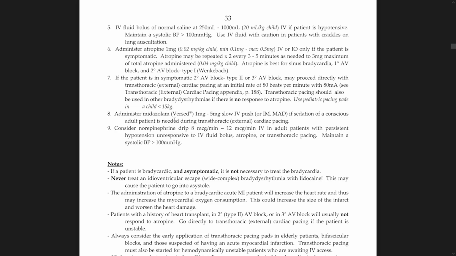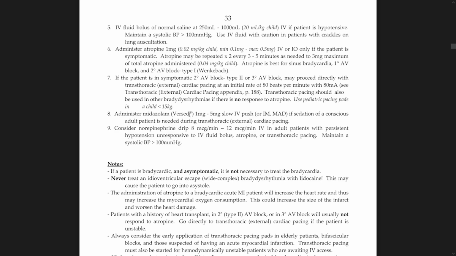Administer midazolam or Versed at 1 milligram to 5 milligrams slow IV push. You can also use an intramuscular injection or a mucosal atomizer device if sedation of a conscious adult patient is needed during transthoracic external cardiac pacing.